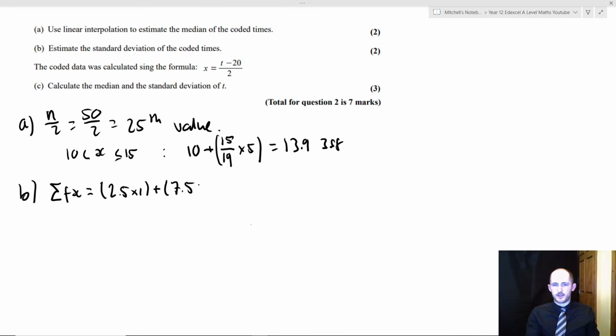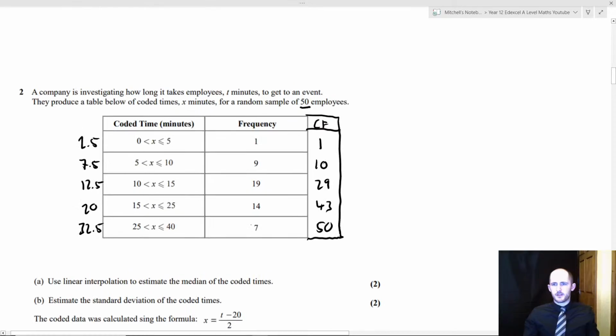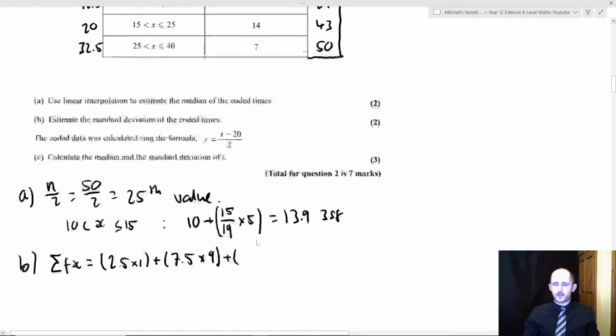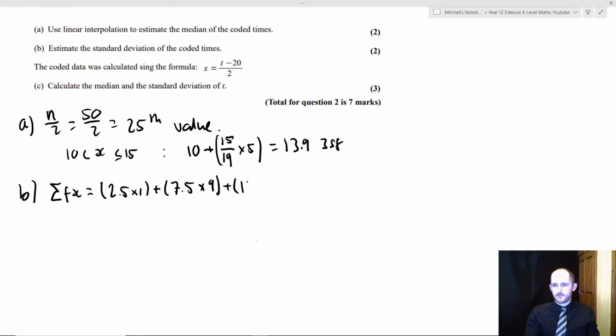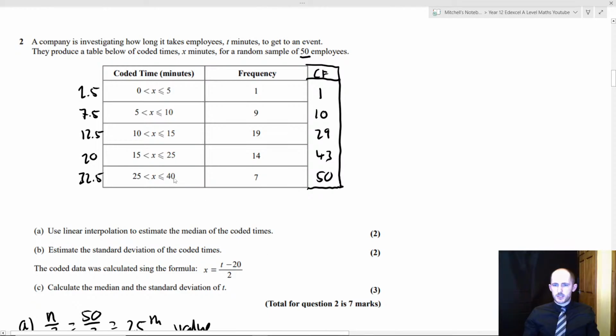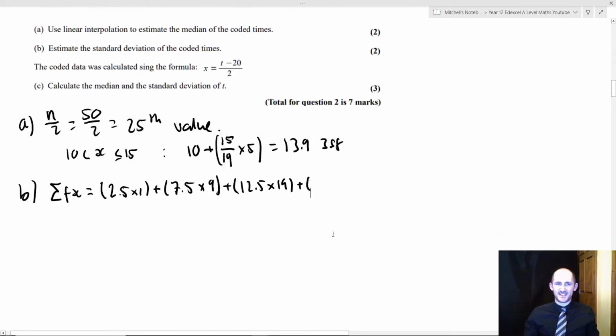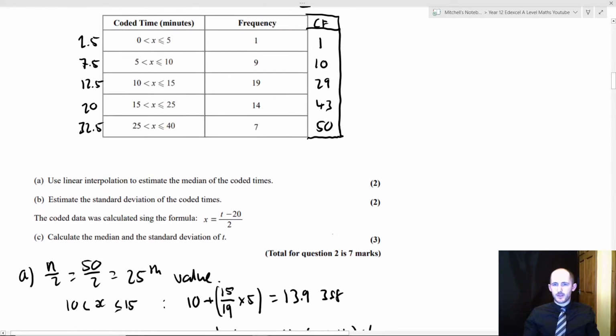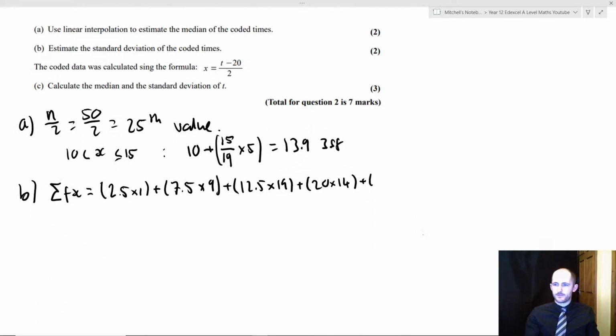77.5 times, I think that was 9. Plus 12.5 times 19. 20 times 14. 32.5 times 7. What does that equal?